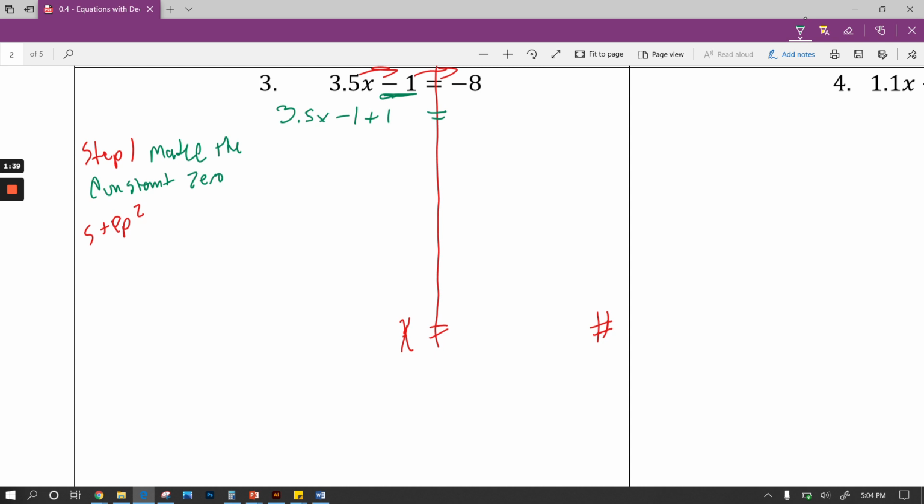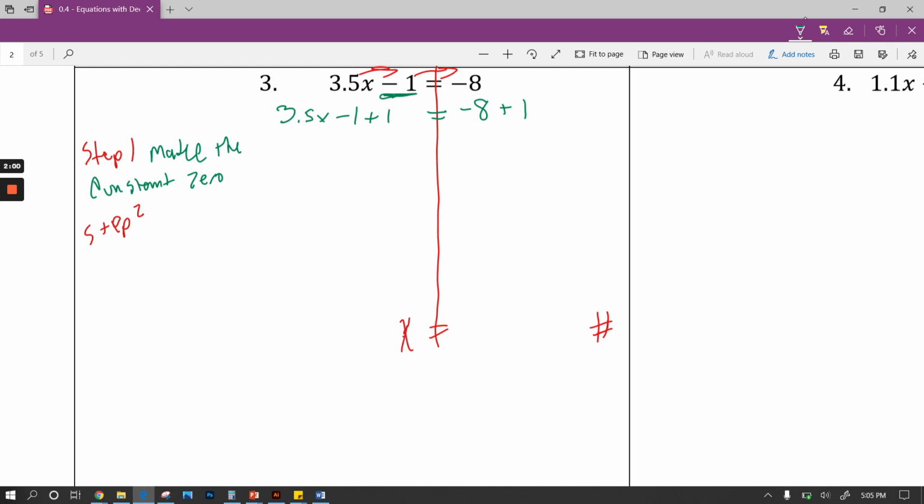So we have 3.5x minus 1 plus 1 equals -8, and then we need to add 1 to that, because if we add 1 to the left side, we have to add it to the right side. Otherwise, the two sides aren't equal anymore. If you add 1 to one thing, you have to add it to the other.